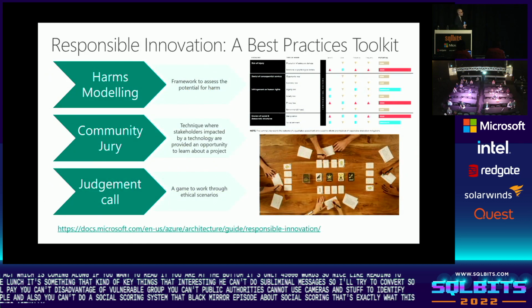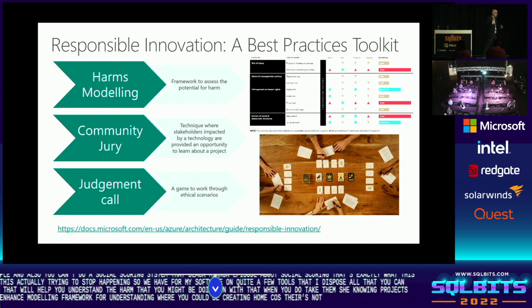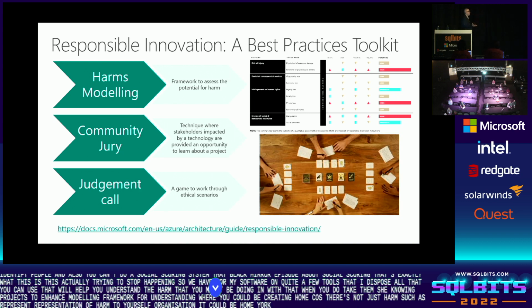So at Microsoft, we have quite a few tools at our disposal that will help you understand the harm that you might be doing when you take on machine learning projects. We have harms modeling, which is a framework for understanding where you could be creating harm, because it's not just representational harm to yourselves as an organization. It could be harm to your customer. It could be harm to a third party. It could be harm to someone that you hadn't even thought about. So this helps you understand that.